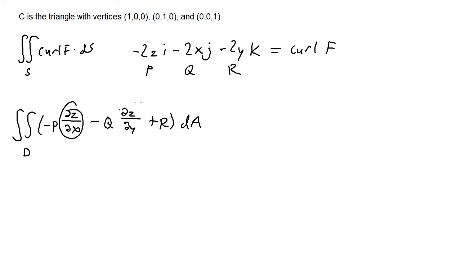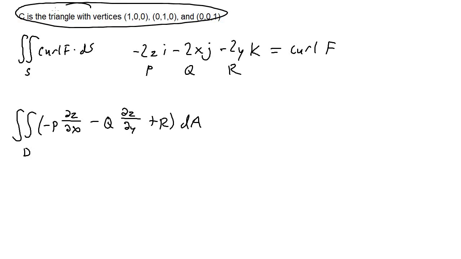Now we just need to find the partial derivative of z with respect to x and the partial derivative of z with respect to y. And even before that, we need to find an equation with z equals something in terms of x and y. In order to find what z equals, we need to look at C, which is the triangle with vertices (1, 0, 0), (0, 1, 0), and (0, 0, 1).